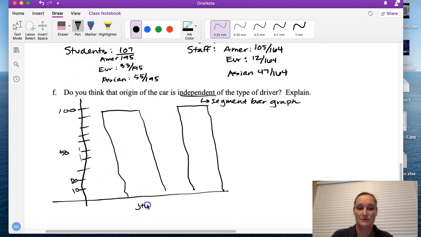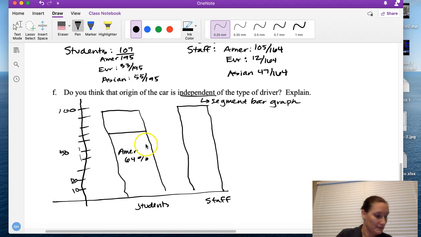All right, so we're gonna have one bar for students and one bar for staff. Okay, probably if I had the lined paper, it would help. So anyway, we're gonna do our little segmented bar graph, and we would need the percents from these. So for students, American is like 64%, so it's right in here. And then European is 7%, so 64 plus 7 is like 71. I think that's even a little high. And then this is Asian with 29%.